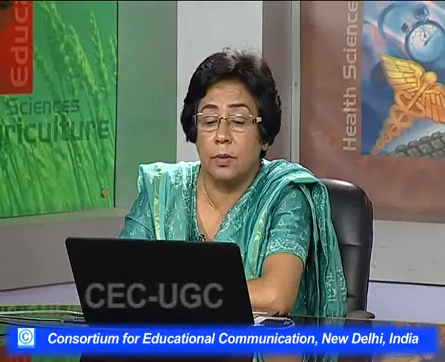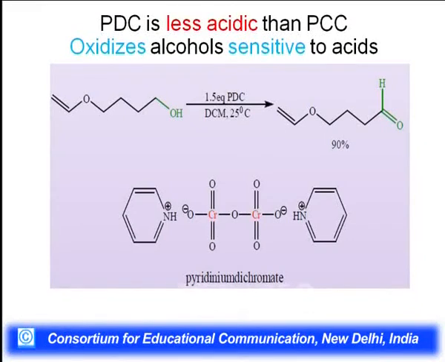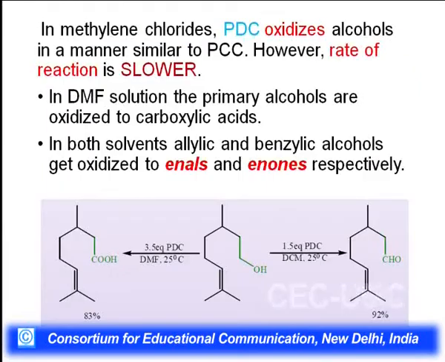These two are very important compounds. Now we have to talk of other oxidizing agents like PDC. This is less acidic than PCC, and it helps to oxidize those alcohols which are sensitive to acids. And what we find here about PDC is that if we do the oxidation in the presence of dichloromethane, then PDC will oxidize the primary alcoholic group to an aldehyde group without affecting the double bond.